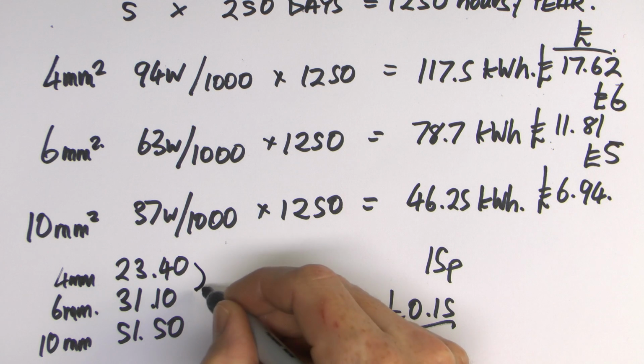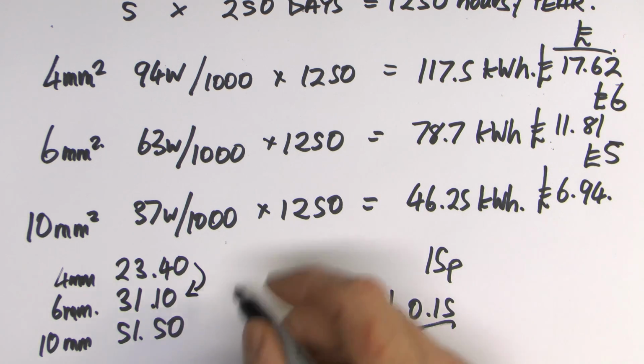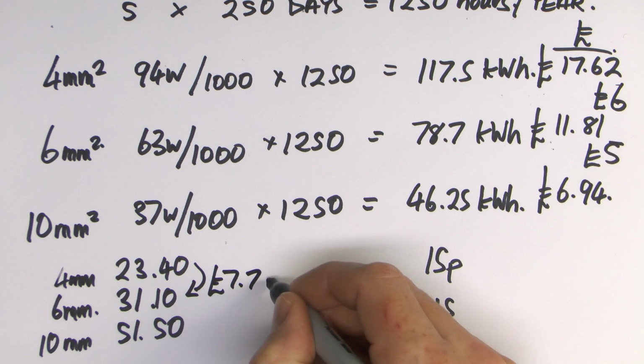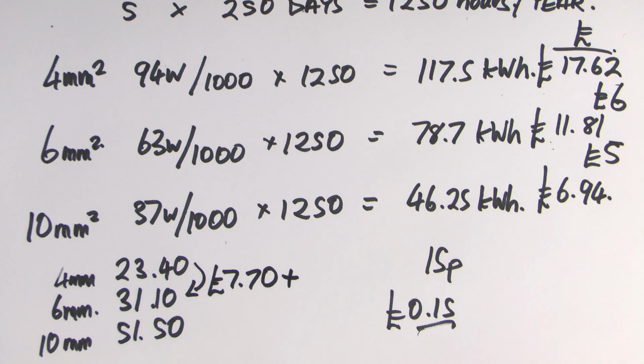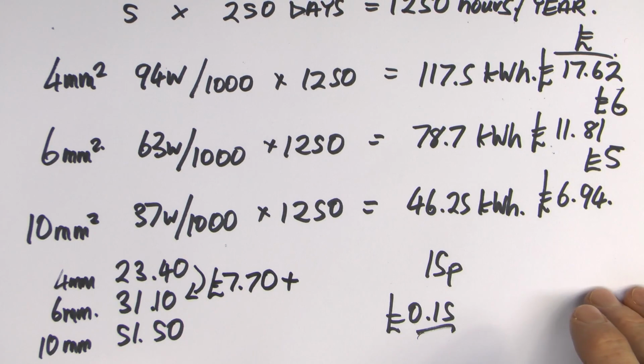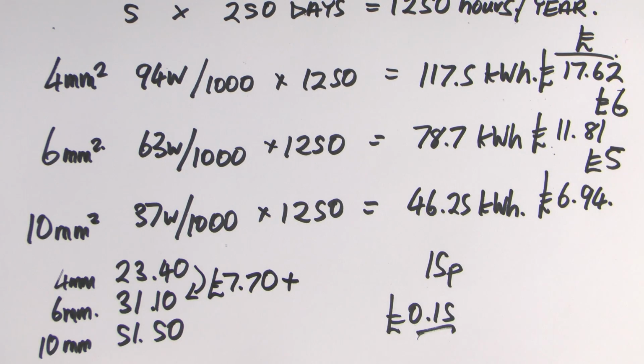So the difference between these, so if you went from 4 to 6mm, that's actually £7.70 more expensive for the installation. Bearing in mind everything else is going to be the same because it's the same equipment, it's the same fixings to the wall, same labour, whatever else. It's just a bit bigger wire.